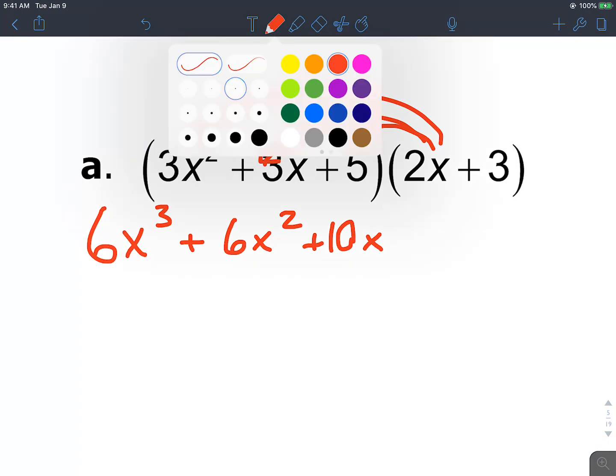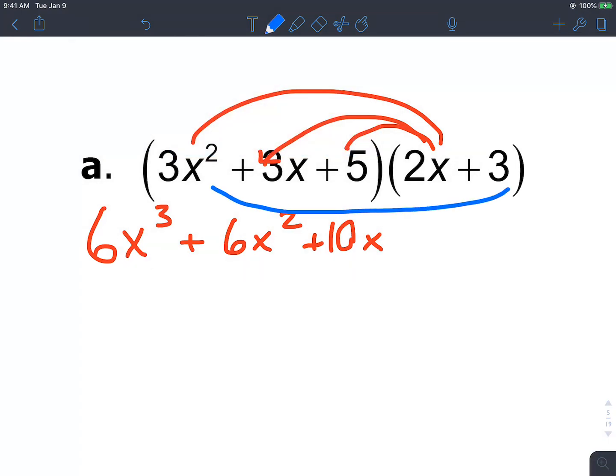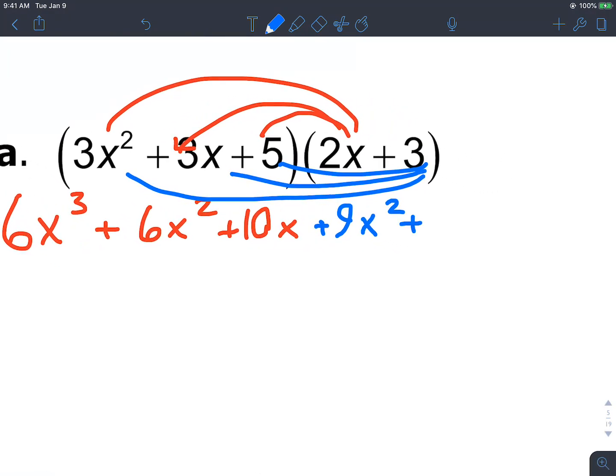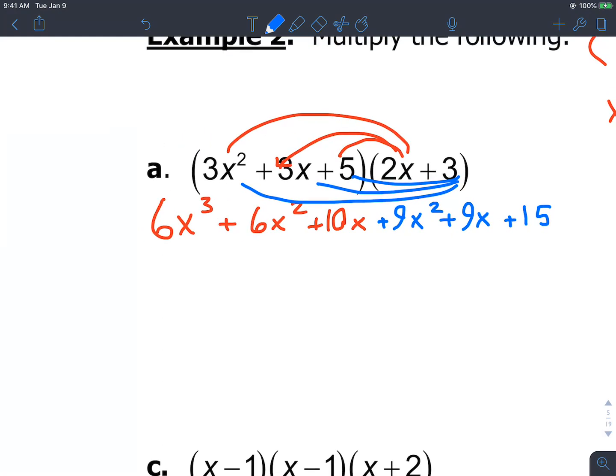Okay, and then after that, now we're going to go and distribute 3 to everything. So if you do 3 times 3x squared, that's going to be 9x squared. Or 3 times 3x is going to be 9x. Or 3 times 5, that's going to be 15. And then after that, go combine your like terms. So you don't have any other x cubed, so we'll just write 6x cubed. And then there's your x squared, so you can write this as 15x squared.